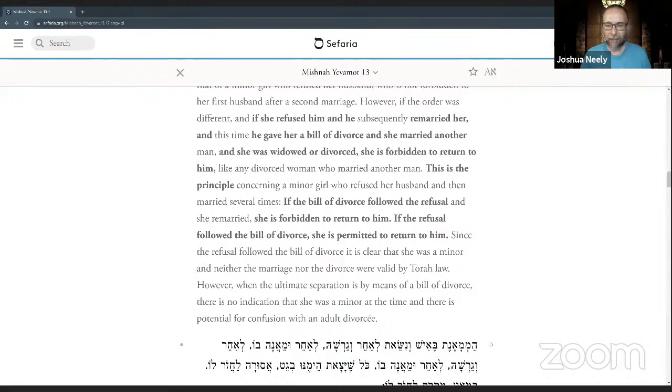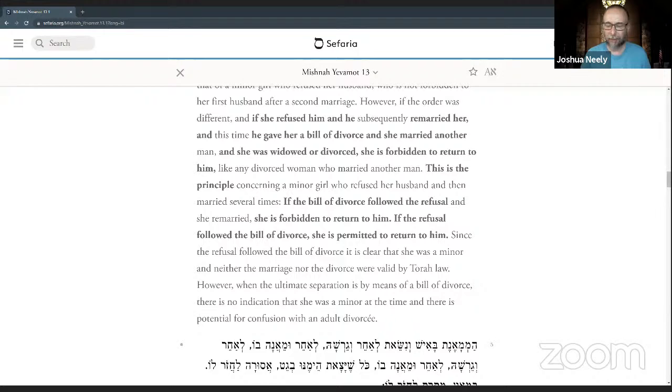So here is then the general principle. This is the principle concerning a minor girl who refused her husband and then married several times. If the bill of divorce followed the refusal and she remarried, she is forbidden to return to him. If the refusal followed the bill of divorce, she is permitted to return to him.